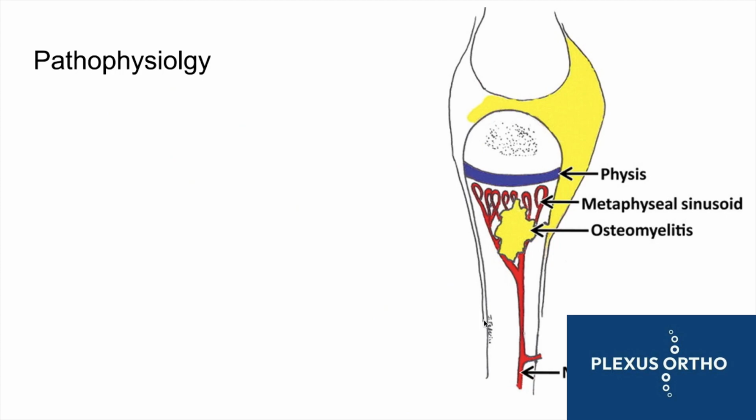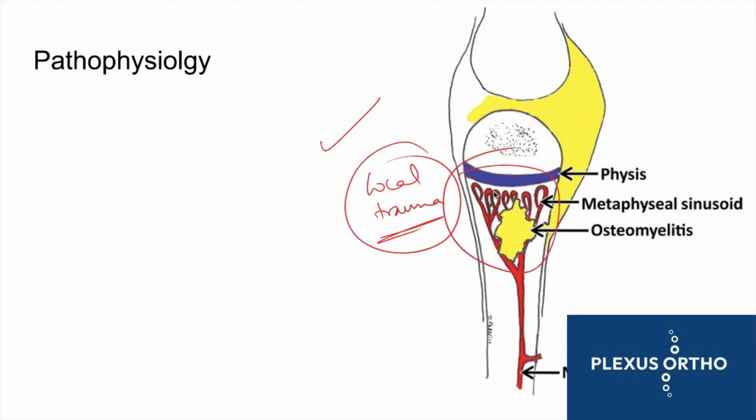So these are some of the common risk factors for osteomyelitis in children. Coming to the pathophysiology, usually it is local trauma. Most children will give some history of local trauma, following which they develop osteomyelitis. So why does osteomyelitis occur very commonly in children, and why does it occur more in the metaphyseal region? It's very important to understand these reasons.